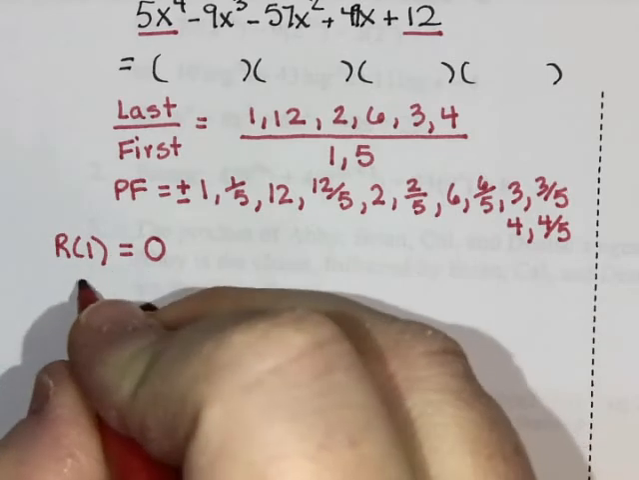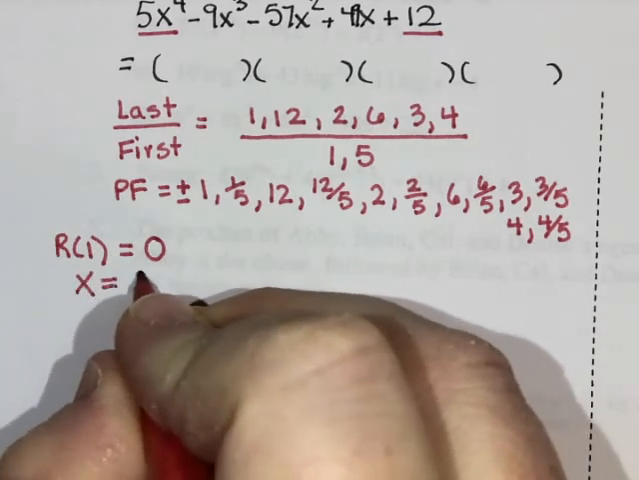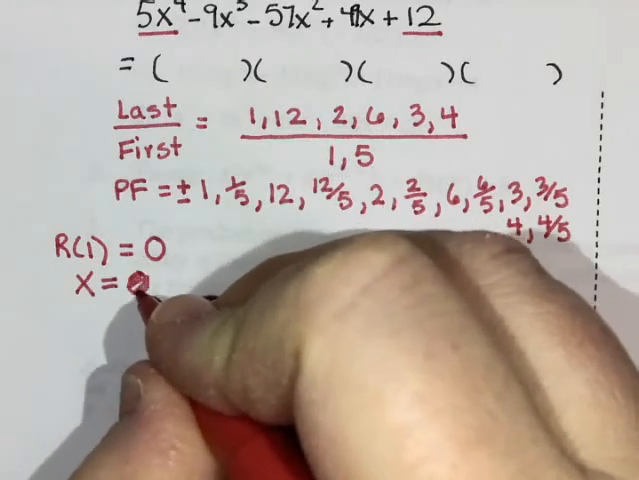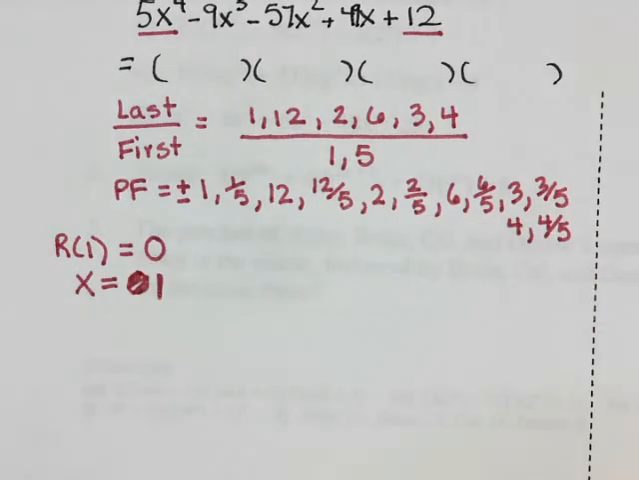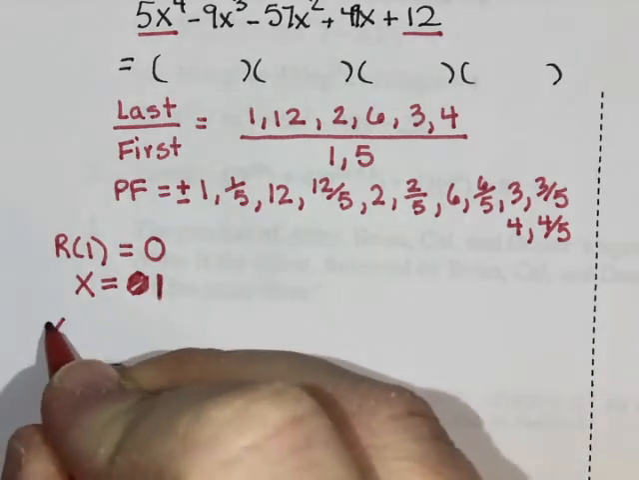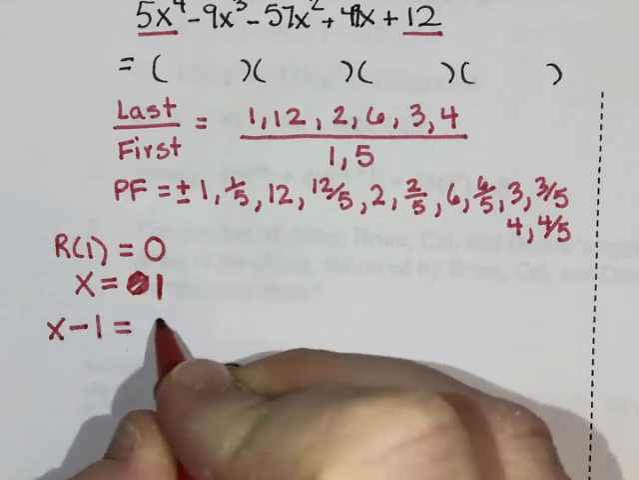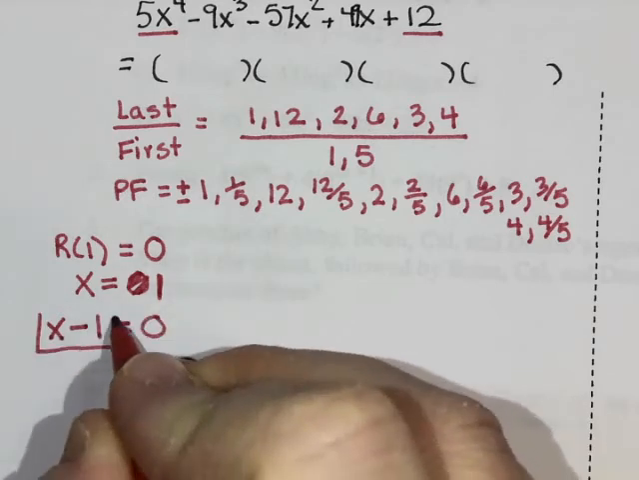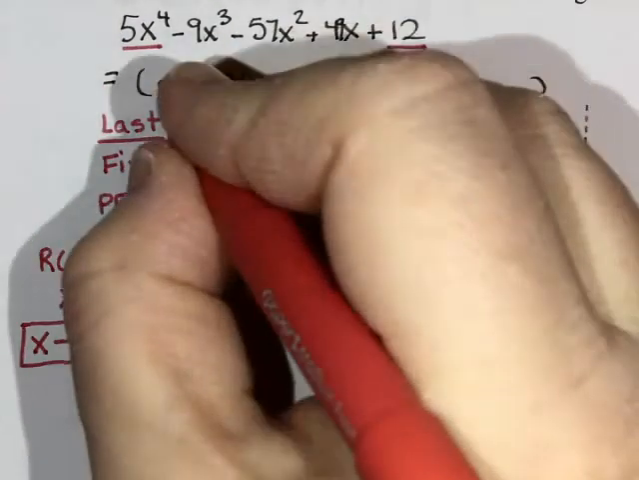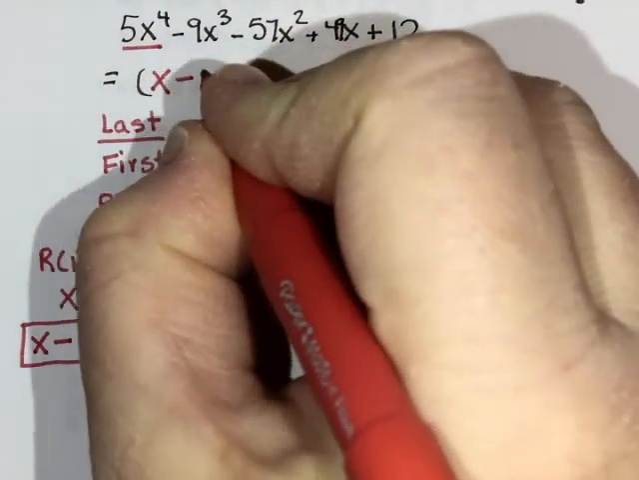So that means x equals 0 is the number that gives me, nope, what am I writing? x equals 1, right? That number there is the number that gives me a remainder of 0. So the factor would be what I get if I take the 1 to the other side and do x take away 1 equals 0. So what this tells me is that one of these brackets up here is going to be x minus 1.